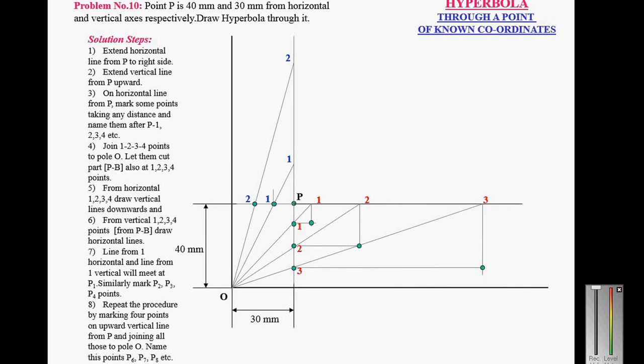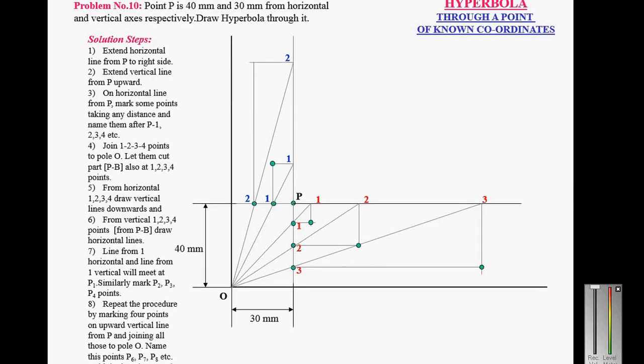So these are the points. Similarly on the left side, draw perpendicular lines through 1, 2 and parallel lines through 1, 2. They will touch, so these are the points. Draw a curve passing through all these points. So this is the hyperbola.